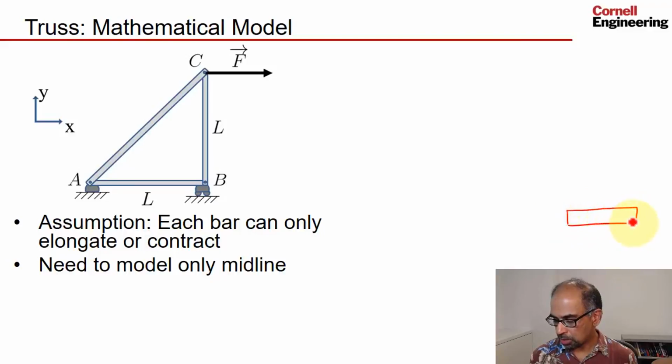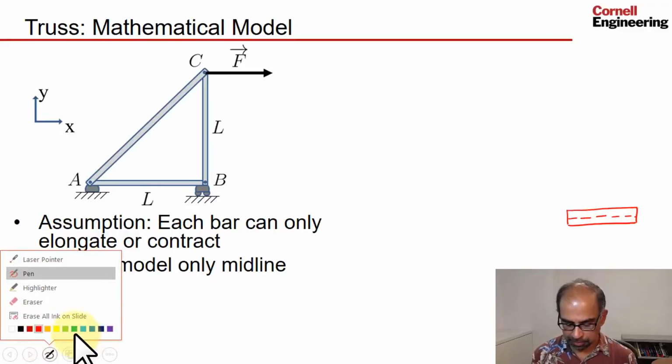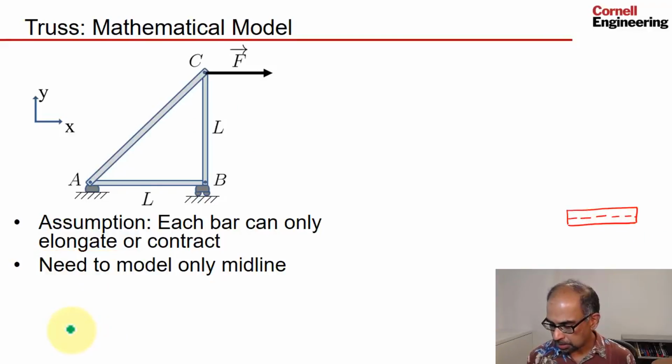I'll draw a stubby bar. It's not to scale. And let's say that's the midline. Under the effect of the force, now each bar is going to elongate or contract. Let's say this bar elongates, and the midline becomes something like that. I'm exaggerating it. This is all under the assumption of small displacements.